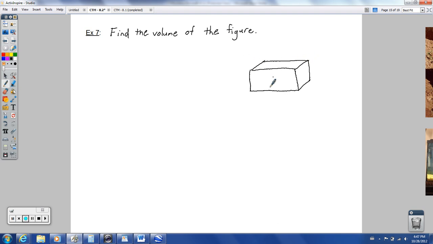And let's call this 100 centimeters down here. 100 centimeters, 1 meter right there. This is 40 centimeters this way, and this is 30 centimeters this way. So what's the volume of that going to be?